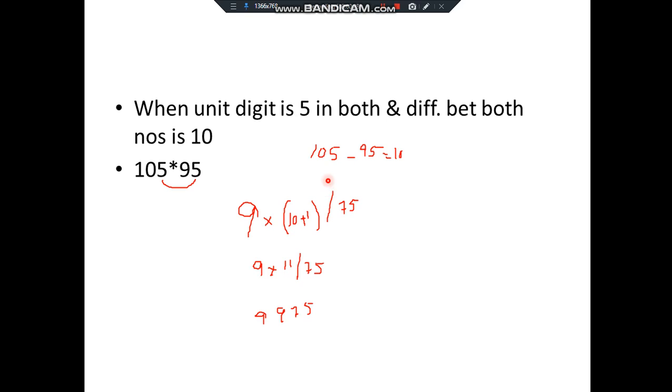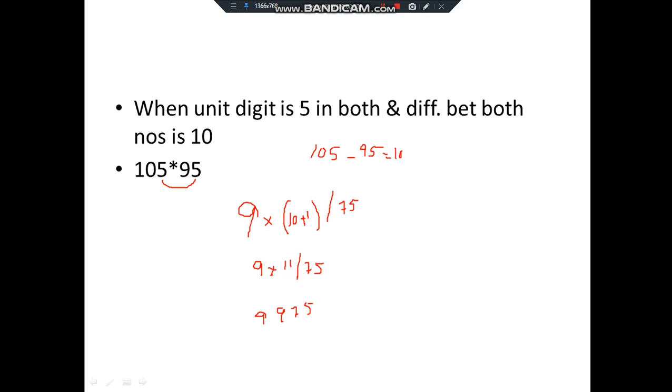Now take the lowest number in it. See, 95 has 9 as the leading number, so 9, and the highest number has 10. 10 plus 1, so 9 into 11, which is 99, and attach that 75 to this. Hope you understand. Try more problems so you'll get to know.